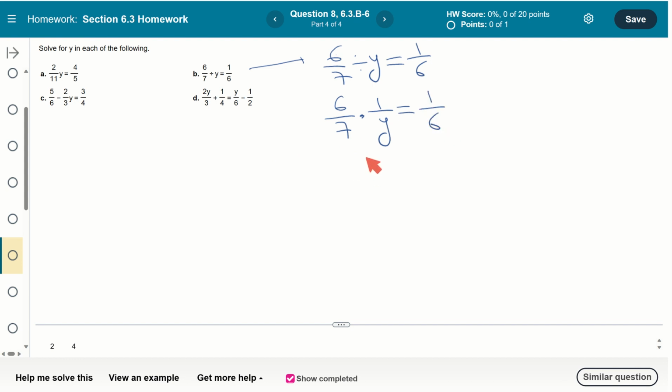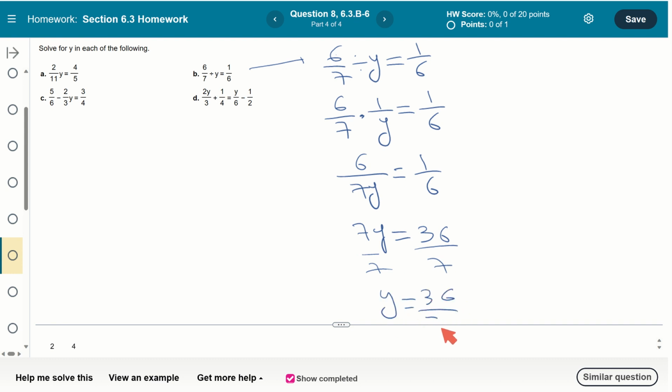So notice I have 6 over 7y equals 1 over 6. Now we're going to apply the principle of cross multiplication. So 7y times 1 gives me 7y. And 6 times 6 for this cross product is 36. Now all you have to do is divide both sides by 7. And you get y equals 36 over 7, like so. Okay? So be careful with a problem like that.